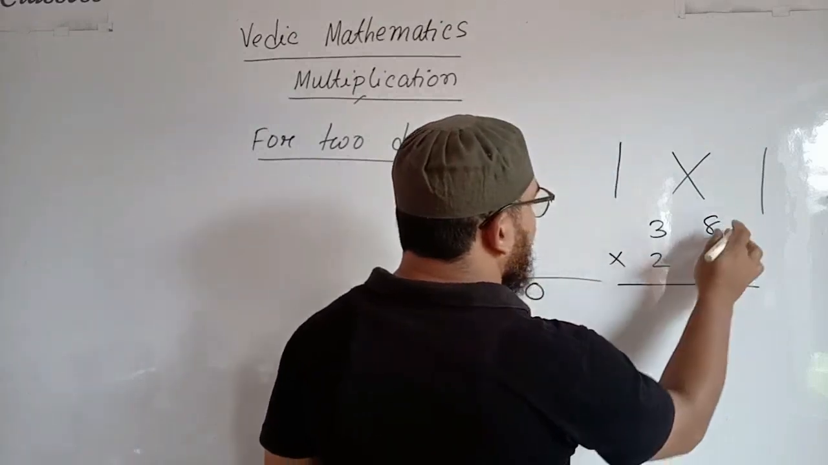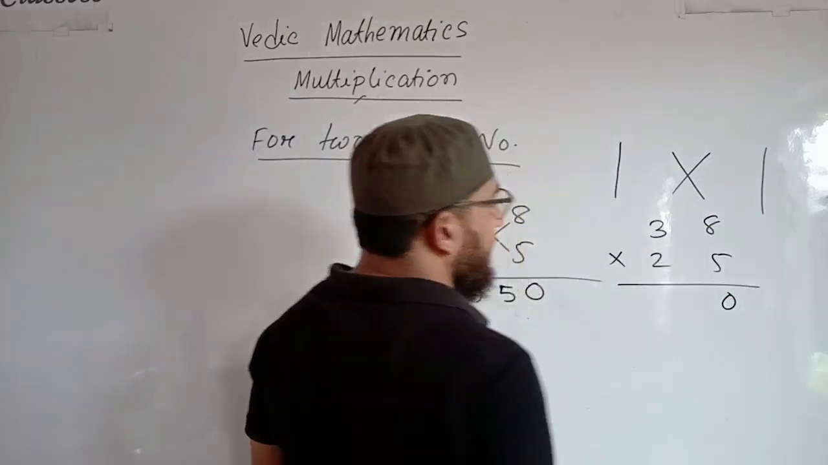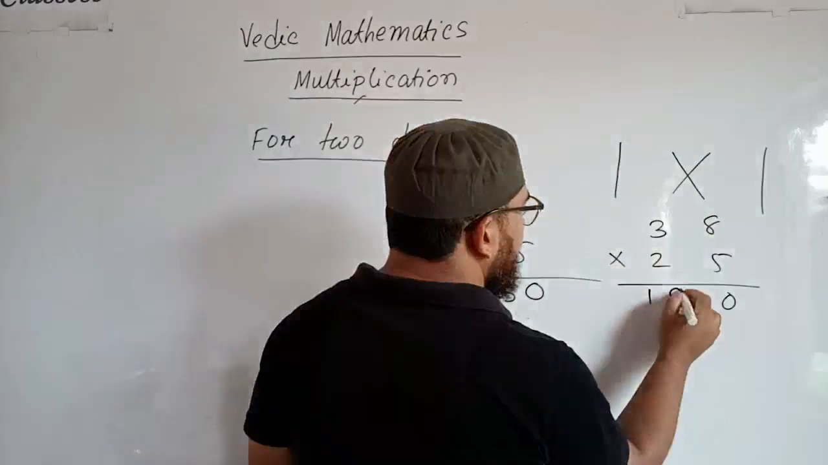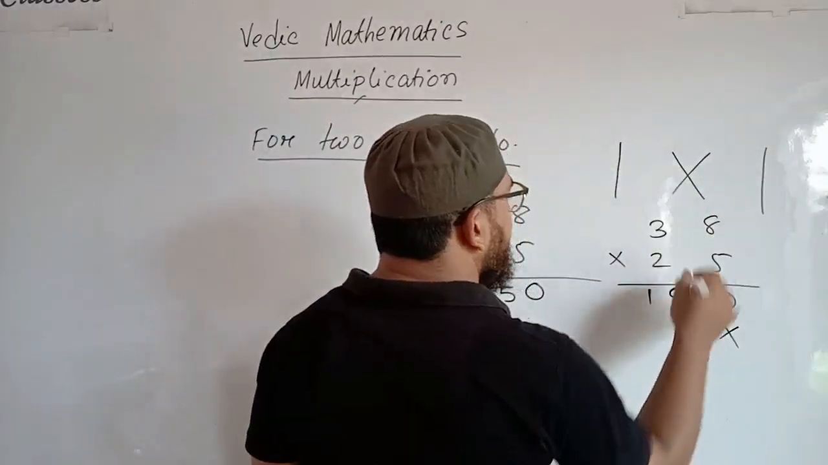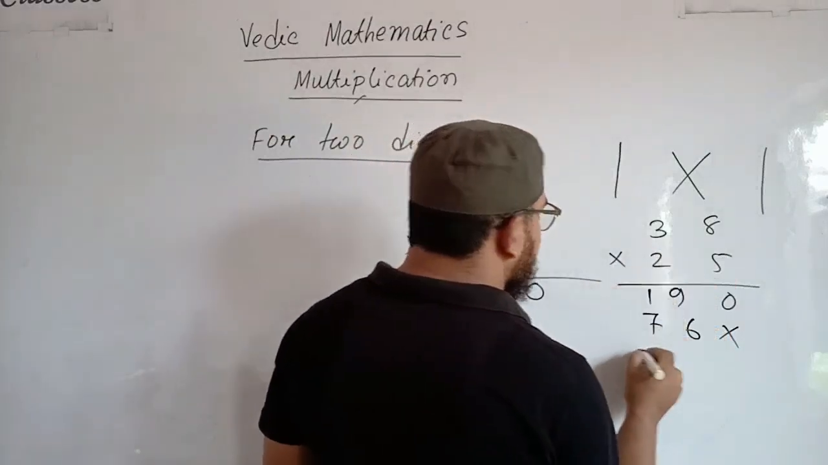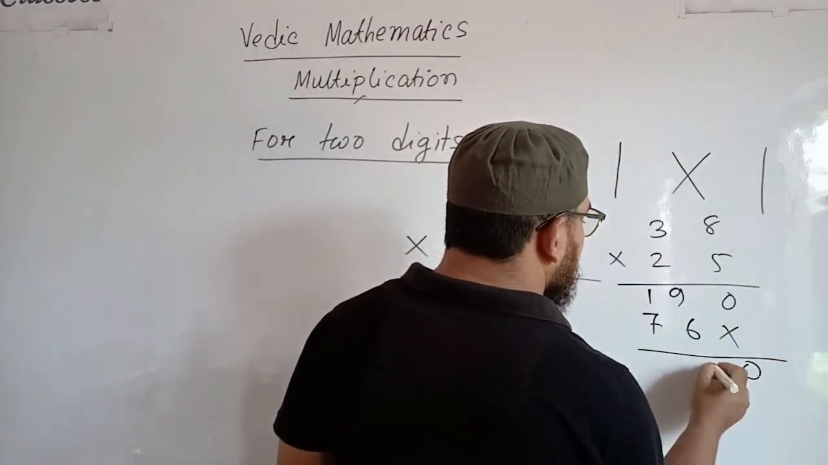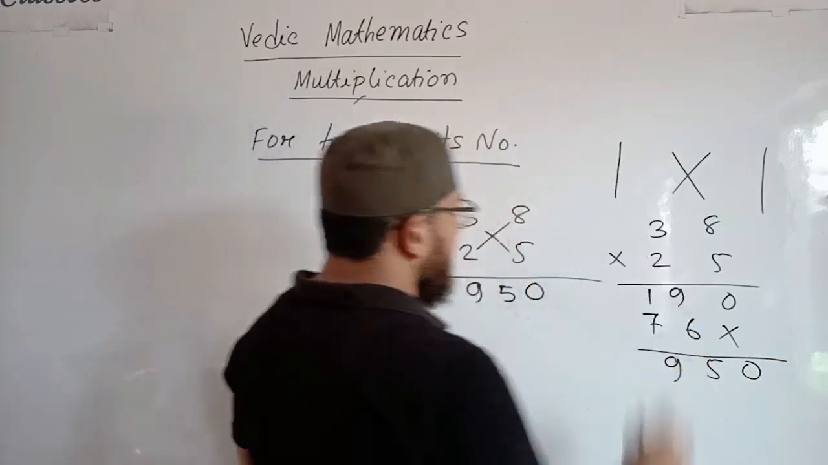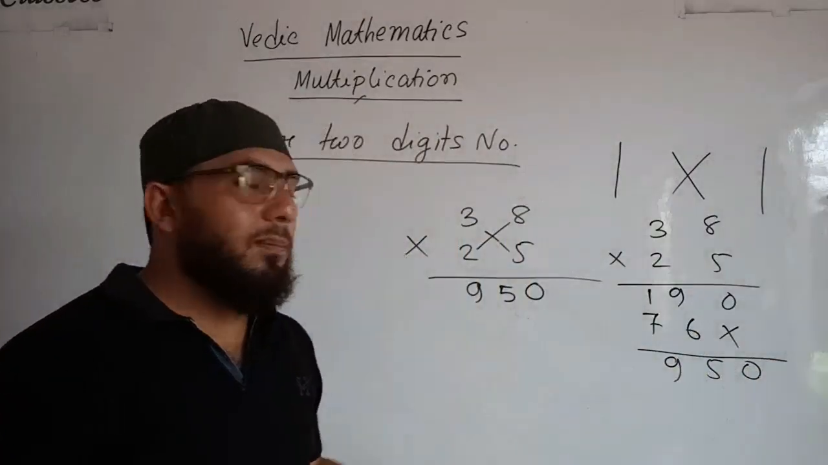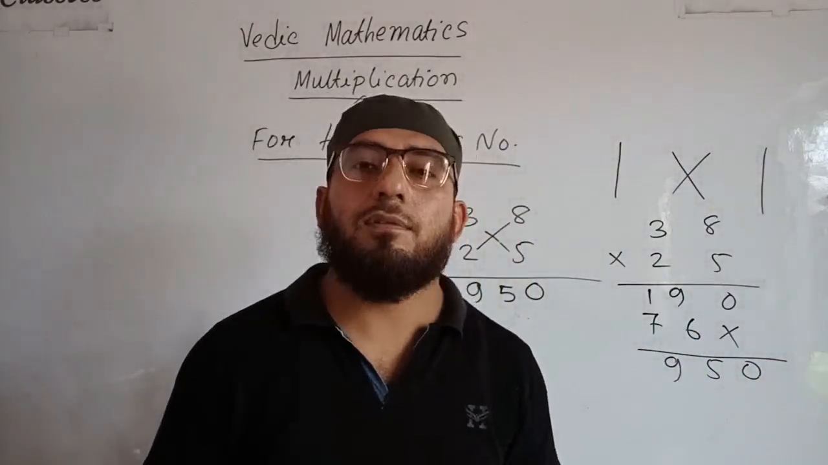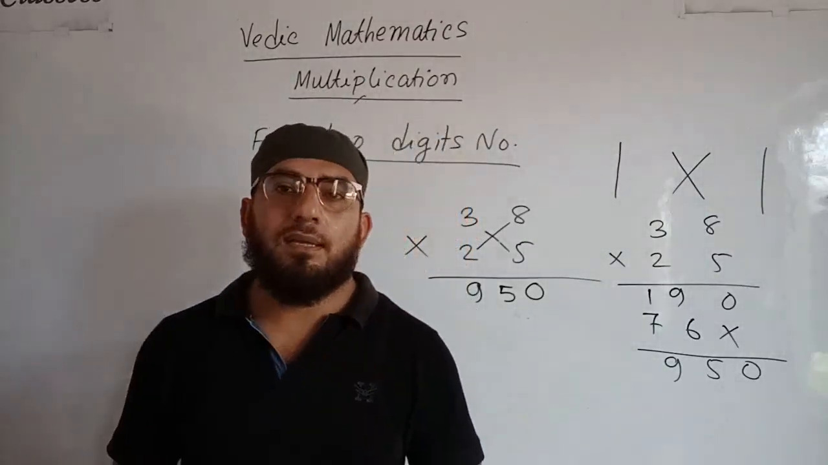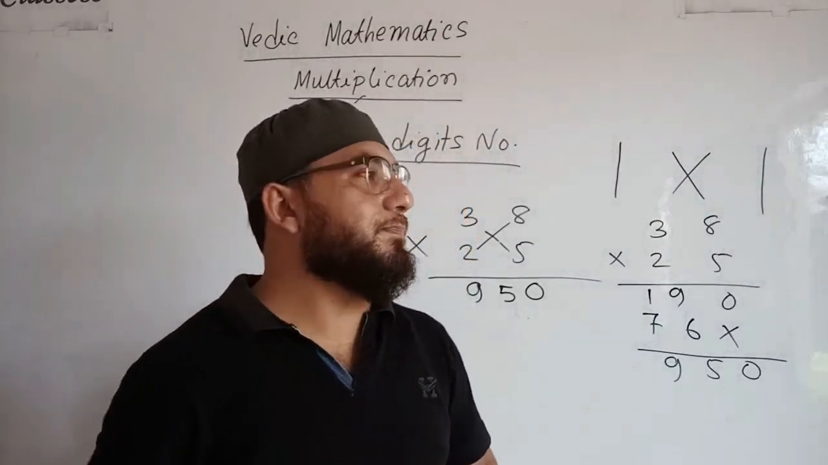So you have to multiply 8 5s are 40. 0 carry 4. 3 5s are 15 plus 4 is 19. 2 8s are 16, carry 1, 3 2s are 6, 7. So 0, 5, 9. This is your answer. Okay. So this is all about multiplication of 2 by 2 digit numbers using Vedic mathematics, right?